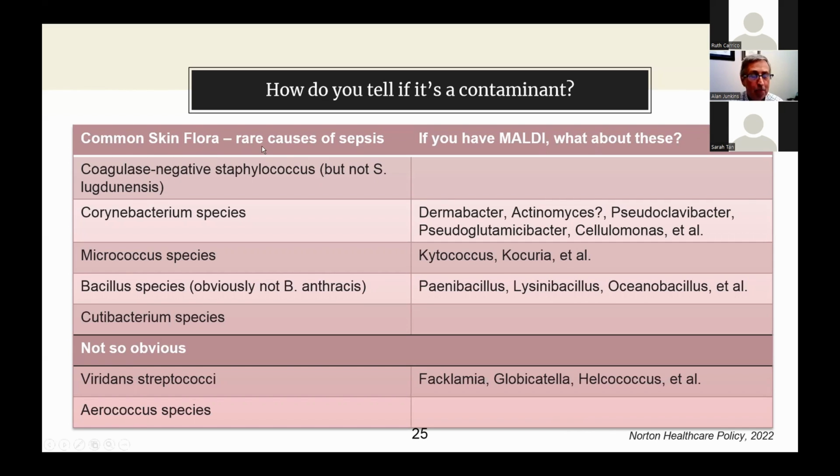Common on the skin, but rarely cause sepsis: coagulase-negative staph, Corynebacterium, Micrococcus, Bacillus, and Cutibacterium. Those are the main ones. These guys down here are not so obvious.